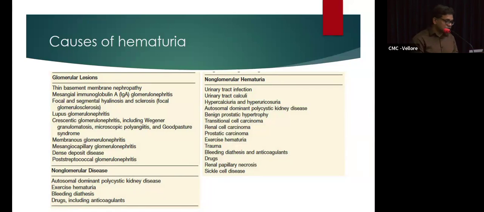In the urological causes, you can see urinary tract infection, which is the most common cause in the pediatric age group. Pediatric patients mostly present with hematuria. In adult patients, there are urinary calculi, hypercalciuria, prostatic hypertrophy, renal cell carcinoma, prostatic carcinoma, excised stoma, bleeding diathesis, drugs, and papillary necrosis, mostly in patients with diabetes and sickle cell nephropathy.